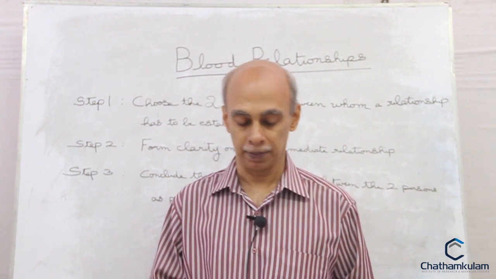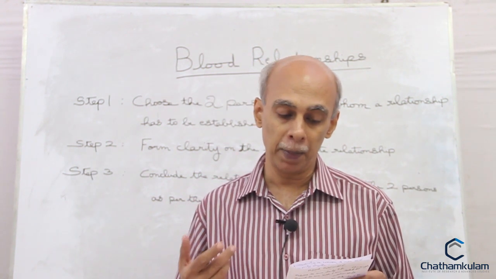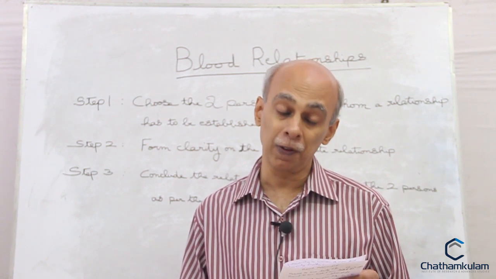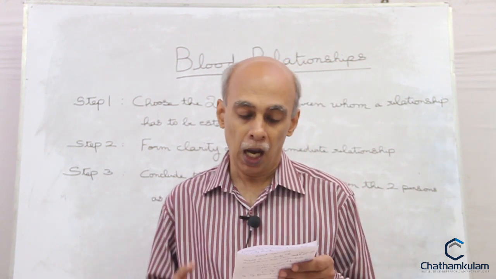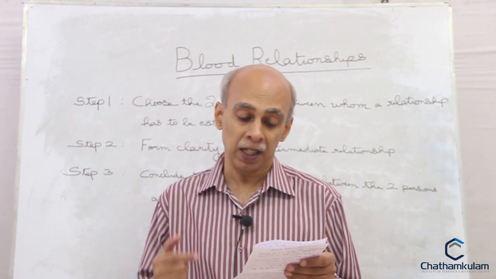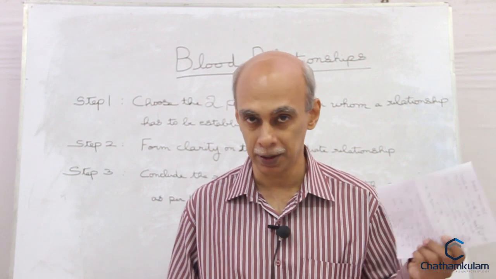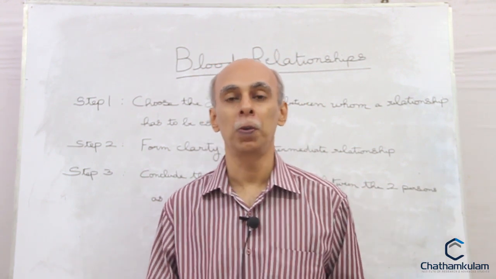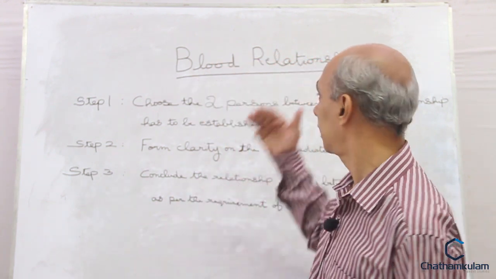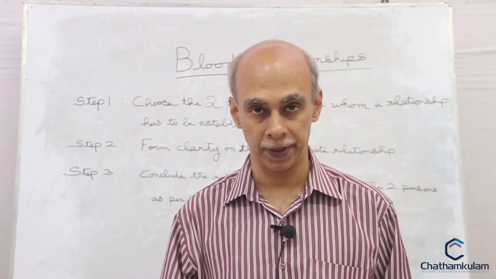The third question. A's mother is the daughter of V's sister. How is V's mother related to A's mother? The answer is grandmother. So this is how we go about solving the various questions that come under blood relationships.